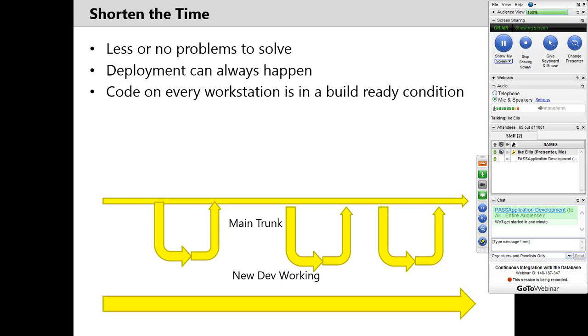So when you shorten the time to going back into the main trunk, there's less or maybe even no problems to solve. Deployment can always happen because your code might be in a deployable state, and then code on every workstation is in a build-ready condition.